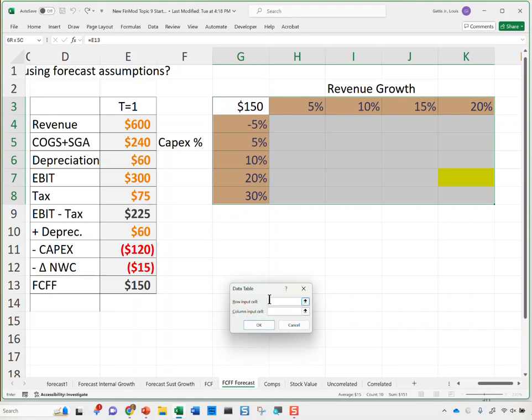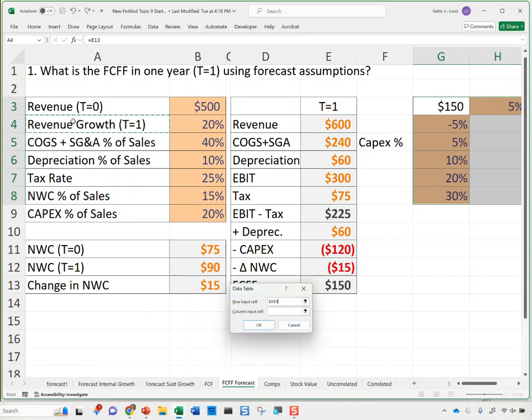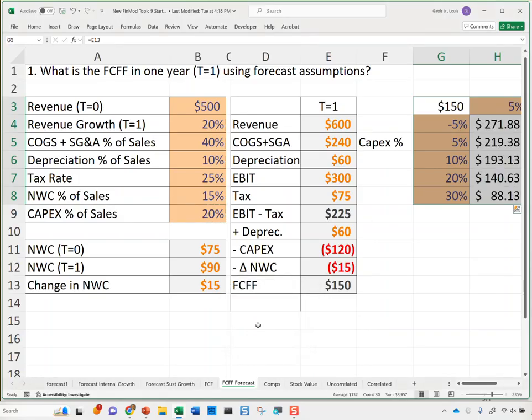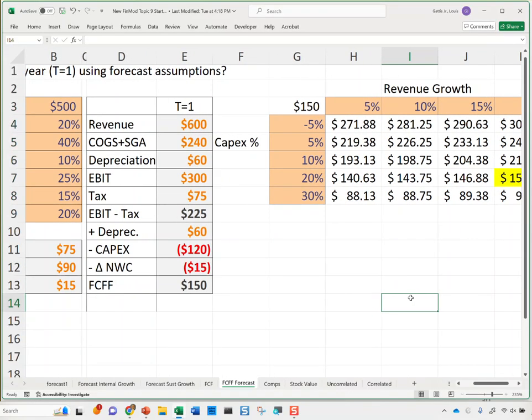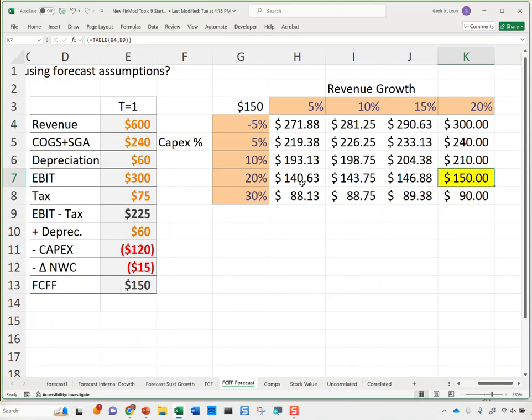It asks, what's the row input cell? The rows are revenue growth numbers, so let's go back to the original revenue growth number of 20%. And the column is CapEx as a percent. That's 20%. Just hit OK. Now, what do you have here? Well, my basic assumptions were that CapEx is 20% and revenue growth is 20%. And when I did that, I got $150 FCFF.